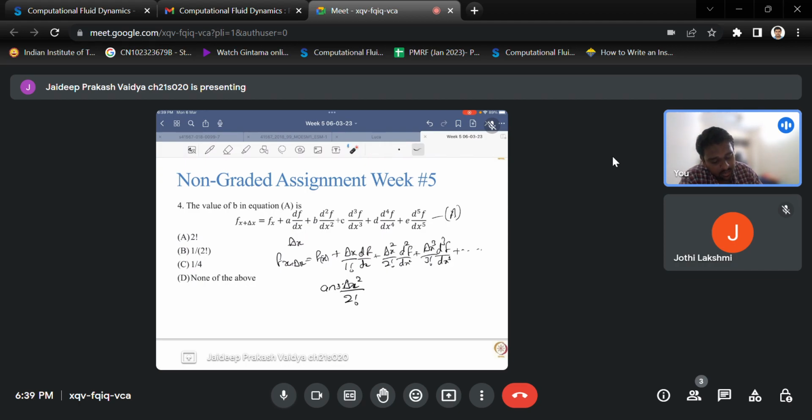Unfortunately, that answer is not there in any of the options. The only answer that is close to it is 1 by 2 factorial. Therefore, the answer is none of the above.